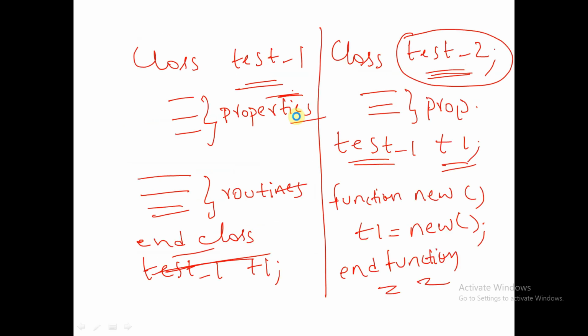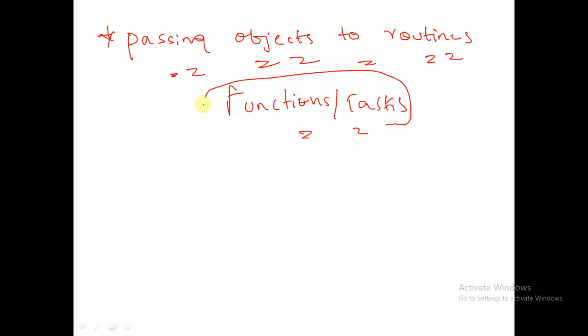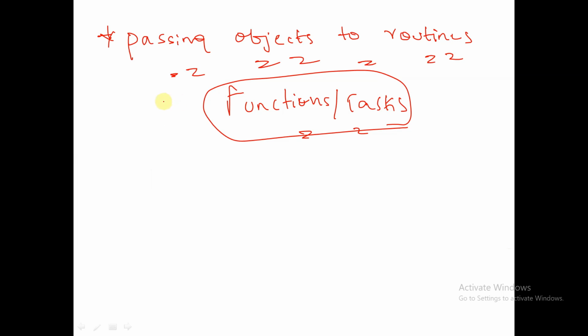Now we'll see the next topic. This topic is passing objects to routines. We can pass objects to routines. Routines are nothing but functions and tasks. We can pass objects to these functions and tasks as arguments. We will directly take one example and see. We can pass objects to these routines with the help of function arguments and task arguments. So we will directly see an example of how to pass the object.